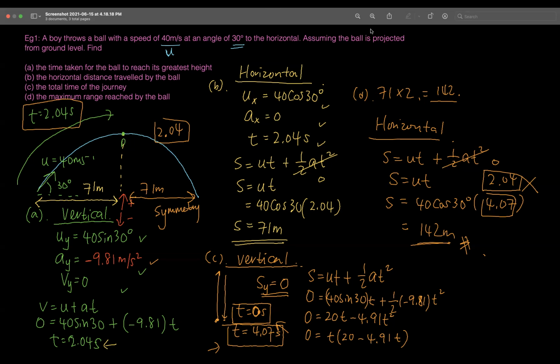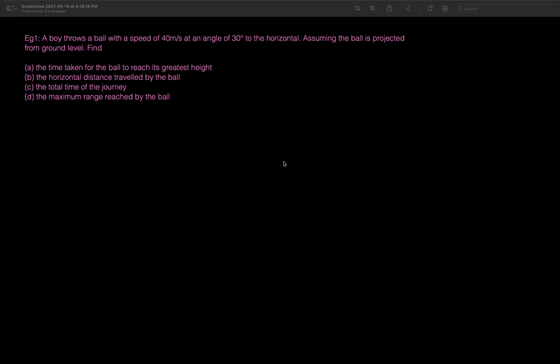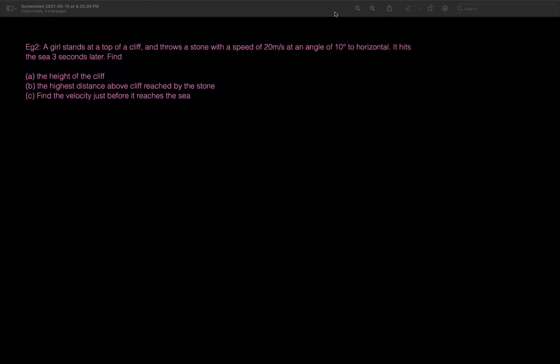Okay, we look at example 2. Okay, this one, example 2. A girl stands at the top of a cliff and throws a stone with a speed of 20 and an angle 10. Hits the sea 3 seconds later. Find the height of the cliff.